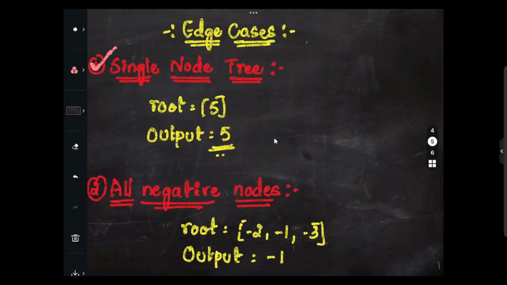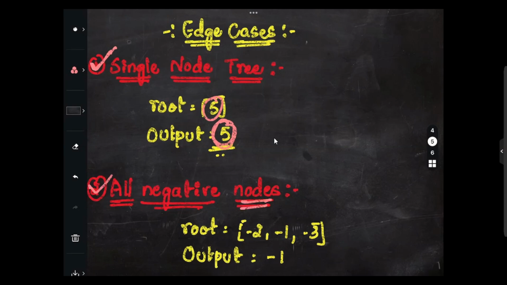So the first thing we have to discuss is the single node tree. Here we have only one node, 5. So we will return output as 5. So this is the maximum path, right? Only root node we have. In this case, it will be 5.